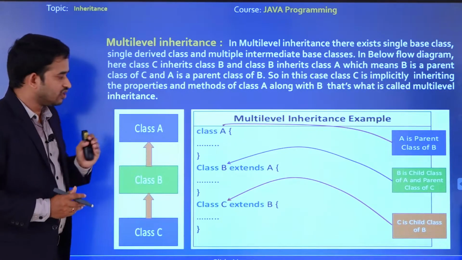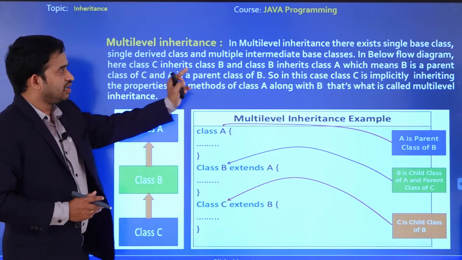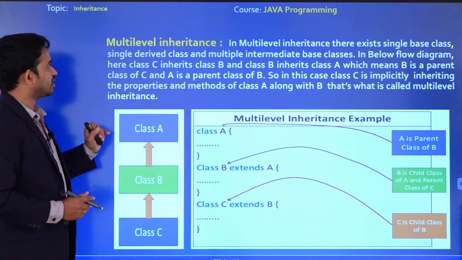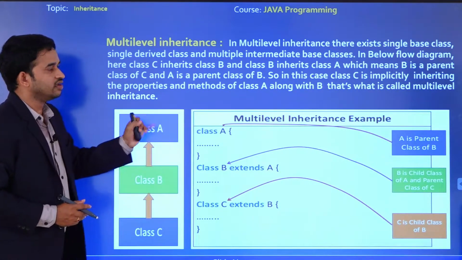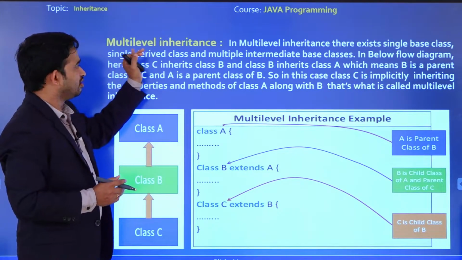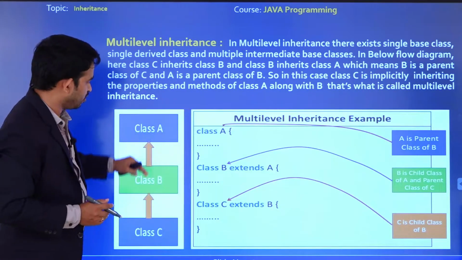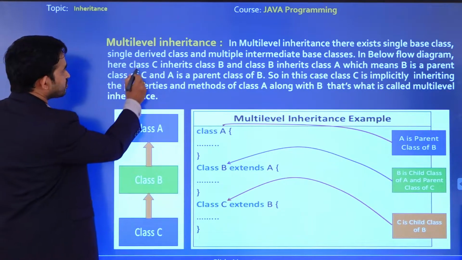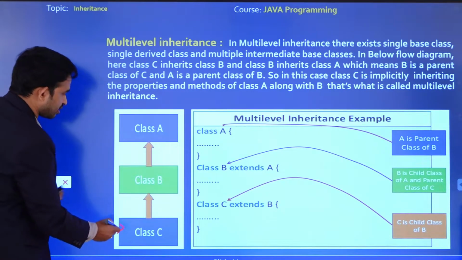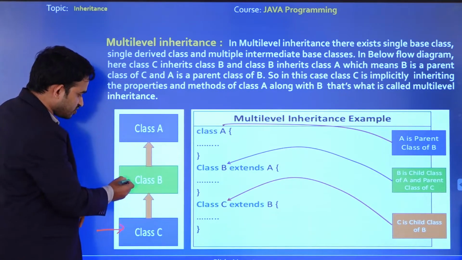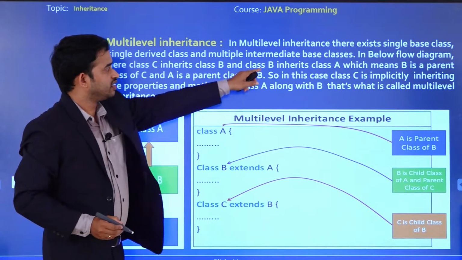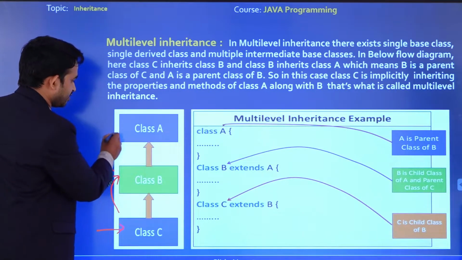What is the next one? Multi-level inheritance. So what is the meaning of multi-level inheritance? In multi-level inheritance, there exists a single base class and a single derived class and multiple intermediate base classes. So that is the meaning of multi-level inheritance. For example, from the diagram below, class C inherits properties from class B. Next, class B inherits properties from class A.